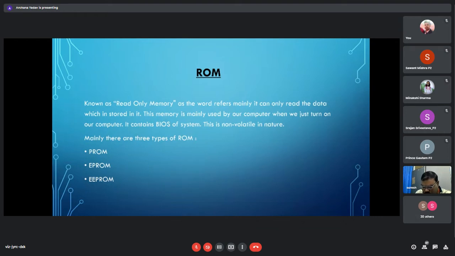Then comes the EPROM, the erasable programmable ROM. We can erase our data using ultraviolet rays. Then there is the EEPROM, the electrically erasable programmable ROM, in which we erase our data using electrical signals, unlike ultraviolet rays. It lets us erase data one by one or bit by bit rather than erasing everything at a time.